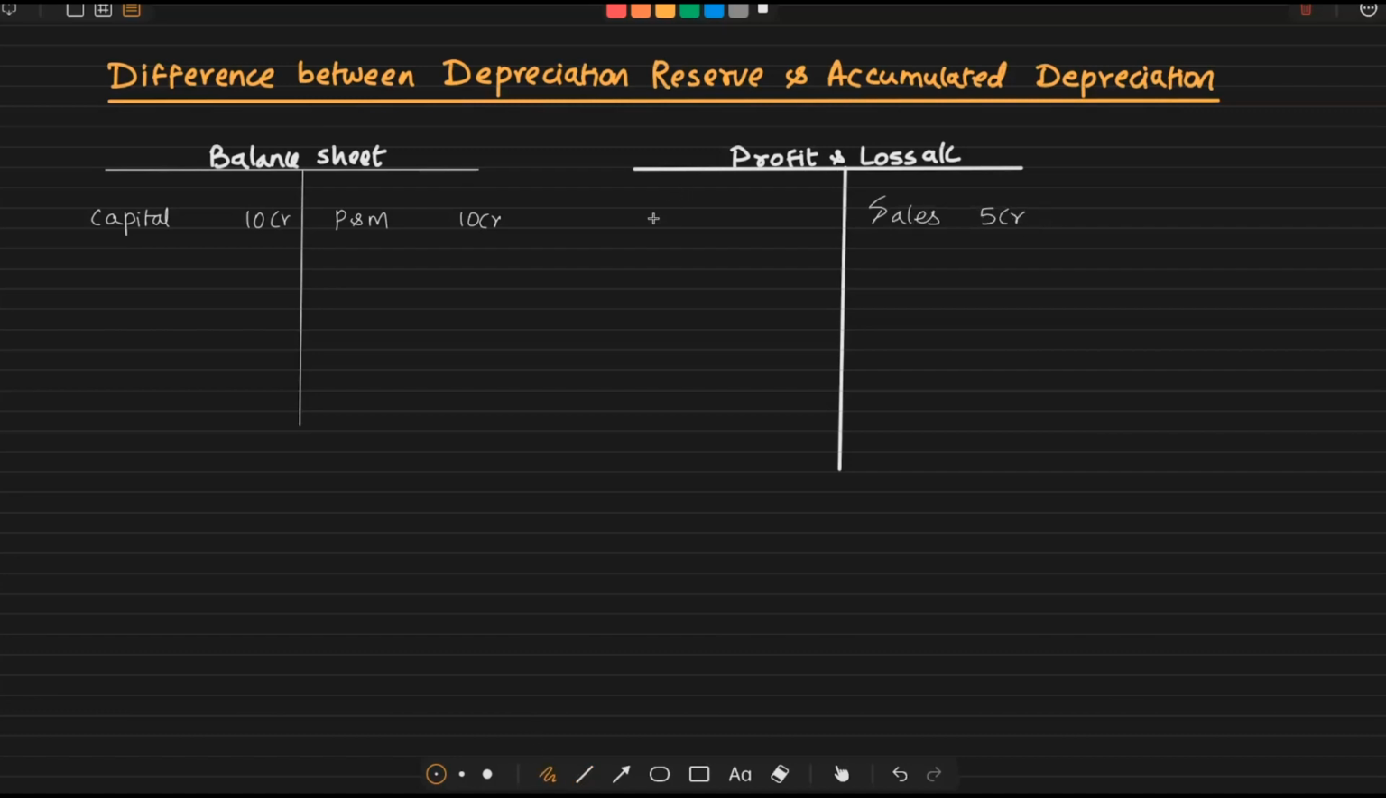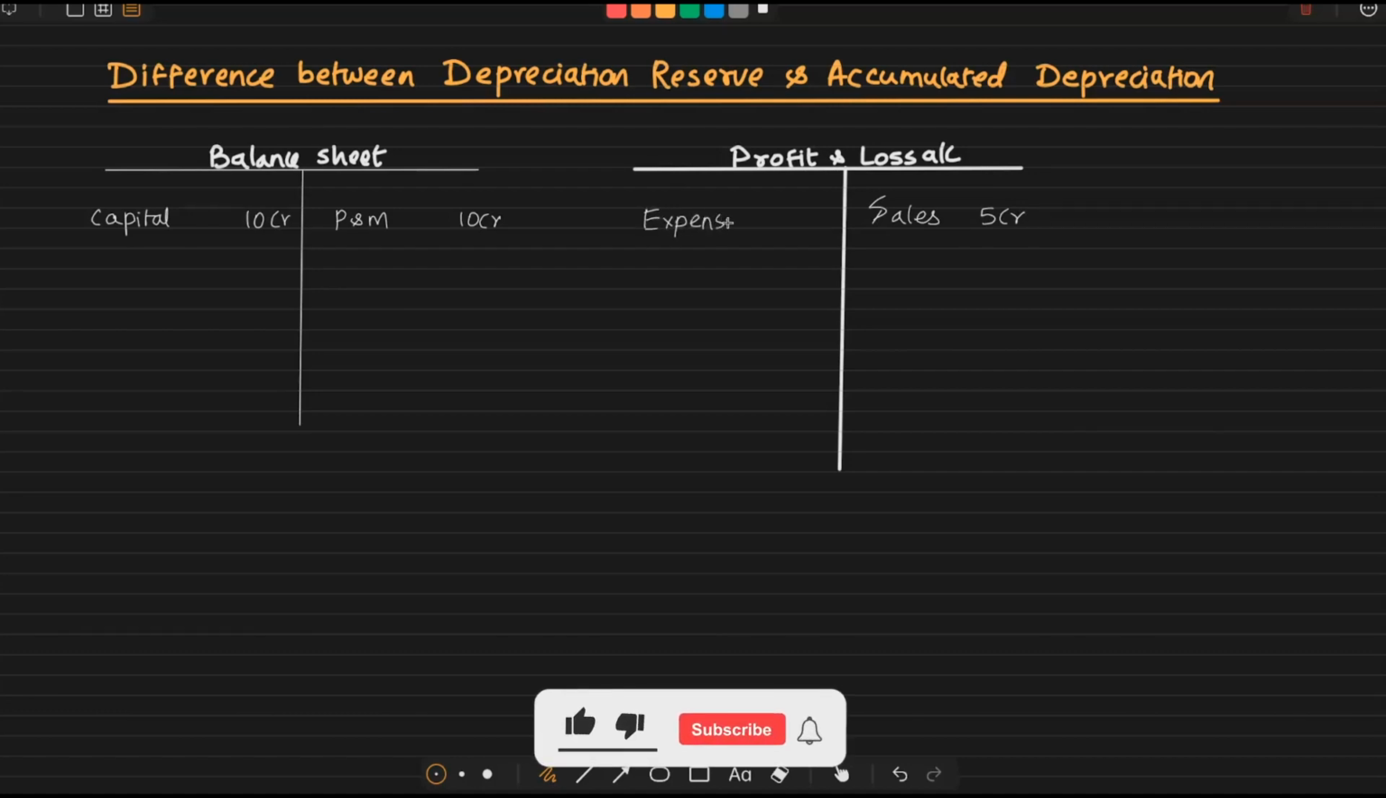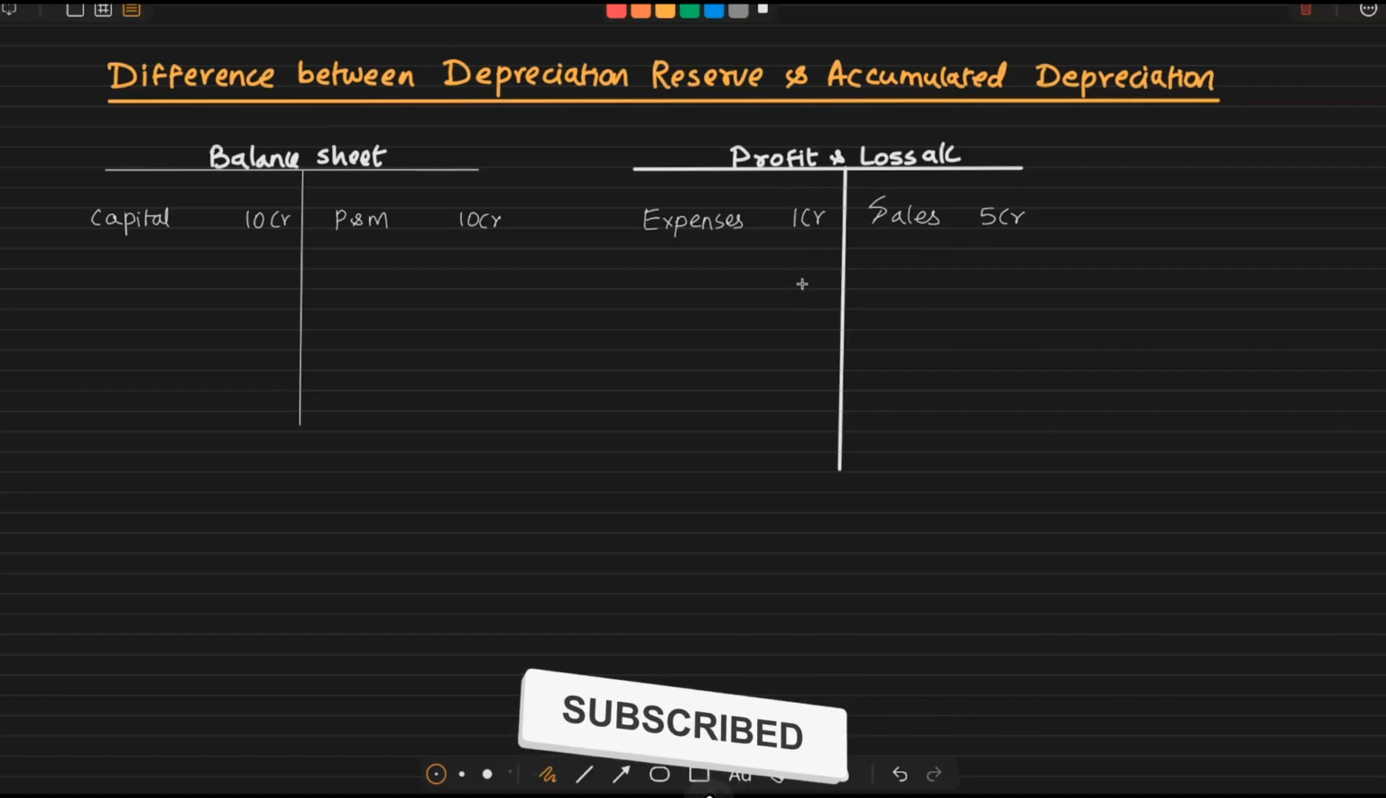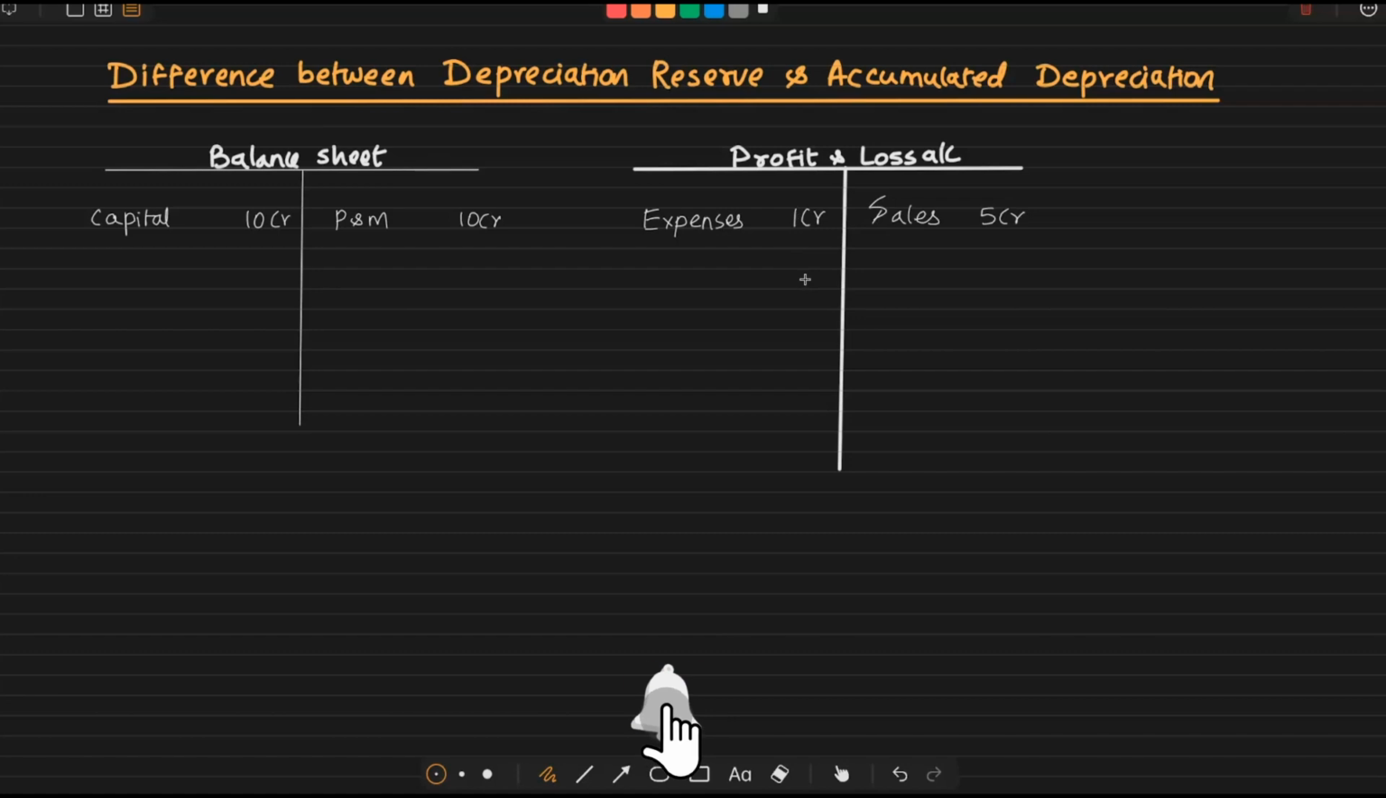And for achieving the sales, I have incurred some expenses. Let's say expense of 1 crore. Now, if I compare the sales with expense, 5 crore with 1 crore, I will get a feeling that I have a profit of 4 crore.